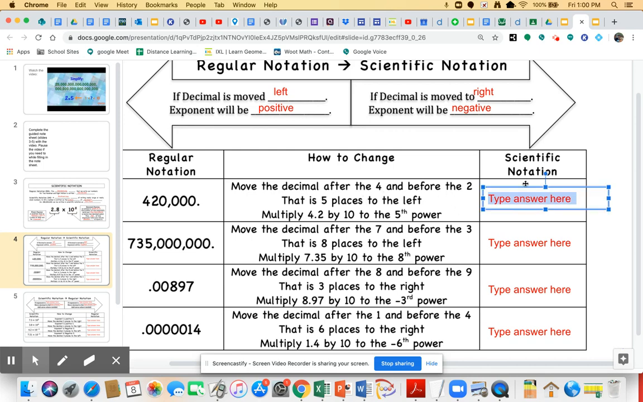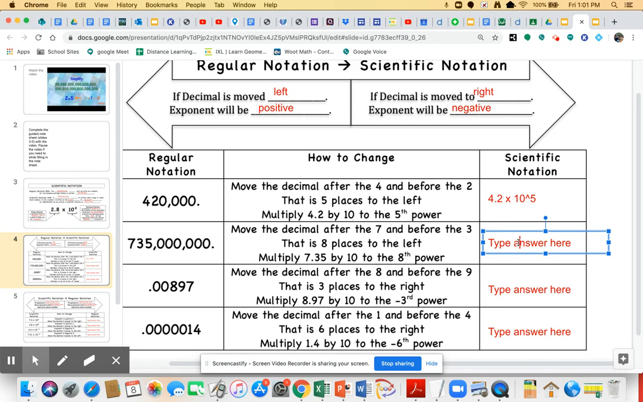So that means our first factor is 4.2 times something. And then we have to figure out it's 10 to some power. We've got to figure out how many places we're going from that 4.2. So counting 1, 2, 3, 4, 5 places. So 10 to the 5th power.